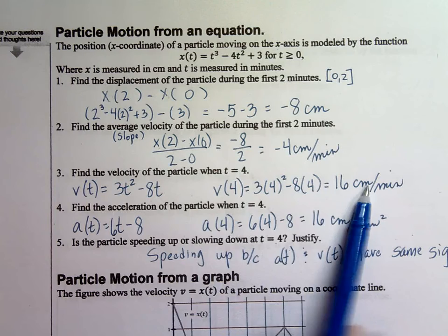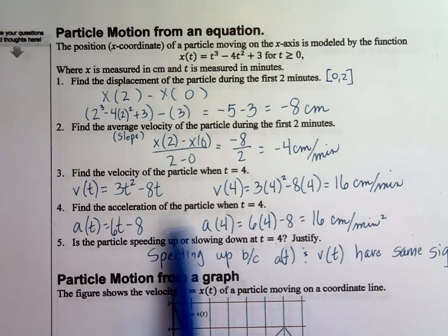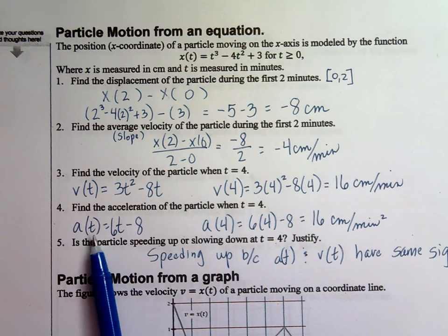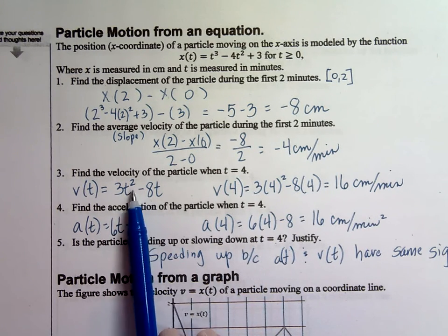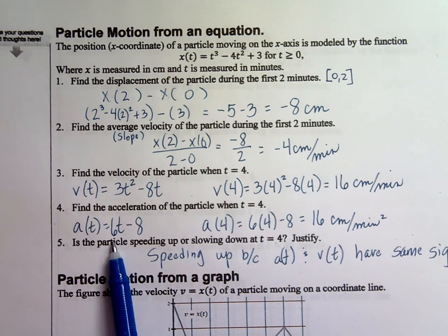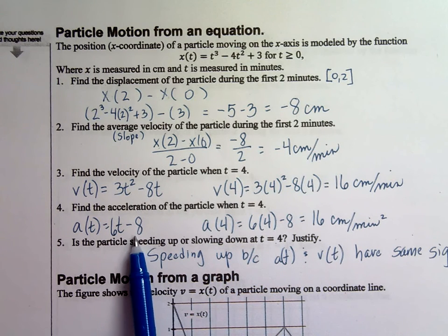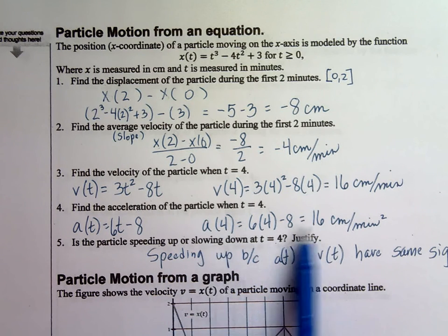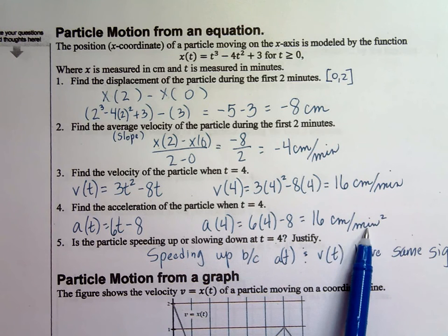And then number 4, they say, okay, find the acceleration of the particle when t is 4. So I'm going one more derivative. 3t squared minus 8t becomes a 6t minus 8 when I take its derivative. Plug a 4 in. Gives you 16 centimeters per minute squared. Watch your units. Now you're one more derivative, so that denominator ends up being squared.